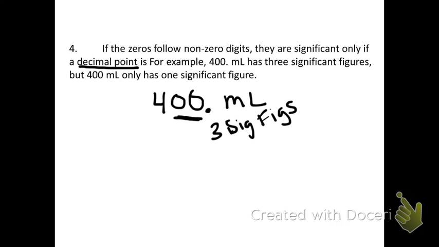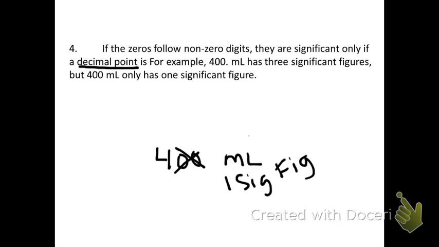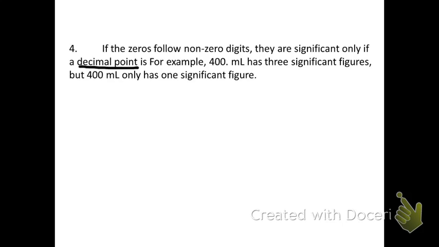However, if we had 400 milliliters and there was no decimal point in the number, these zeros are not significant and there would only be one significant figure in my answer. Alright, let's take a look at some others. Let me erase this. This last rule is sometimes confusing the first time you view significant figures. So let me do some other ones.